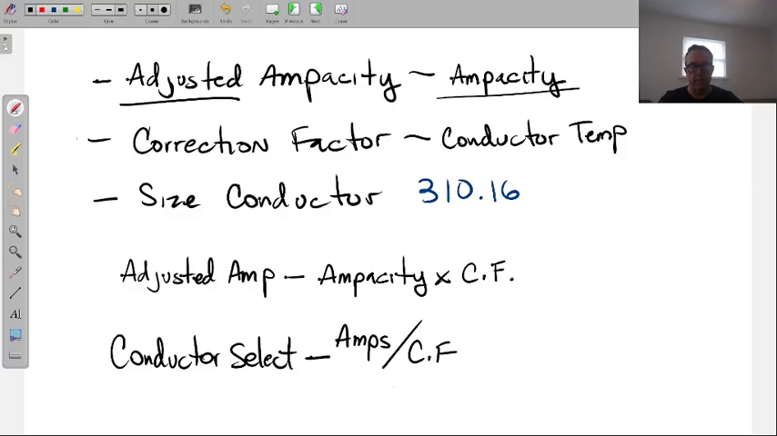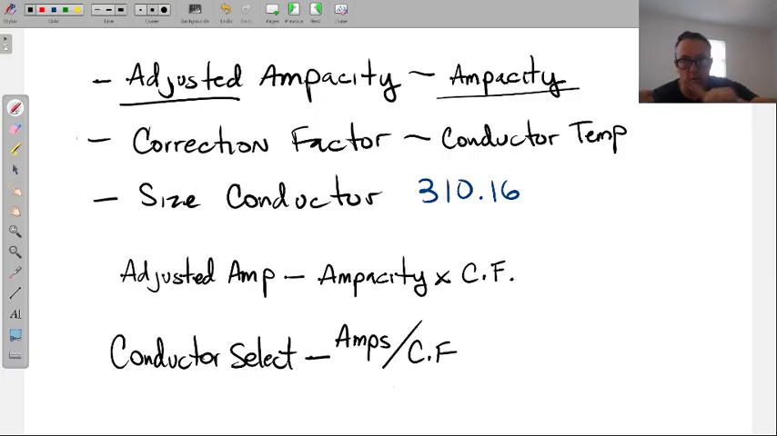When you're adjusting the ampacity of a conductor, then you're going to multiply the ampacity of the conductor times the correction factor. And when we're trying to select a wire, the question will have the amps. That's what that amps is referring to, the ones that the question asks us to size the wire for. So those amps divided by the same correction factor that I mentioned.